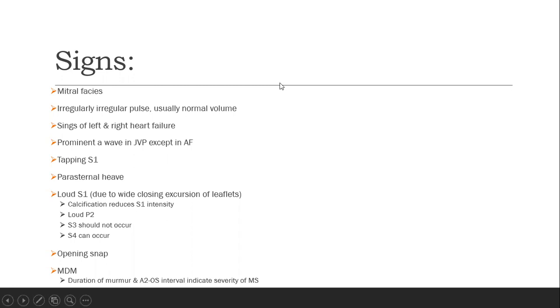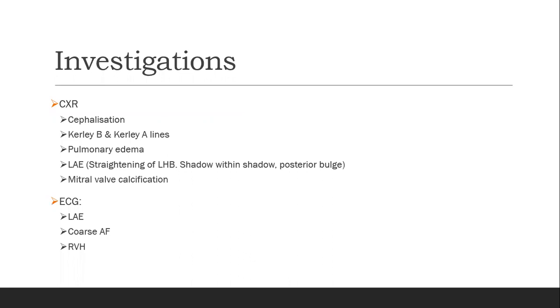So the entire basis is your hemodynamics. If you are very, very thorough with the hemodynamics and the cardiac cycle, you can understand every pathology. The entire thing you have to understand is we get loud S1, we get opening snap, and we get mid-diastolic murmur. Okay, the remaining part is very, very easy. Once you have clinically diagnosed a patient with mitral stenosis, you do a chest X-ray immediately. Chest X-ray.